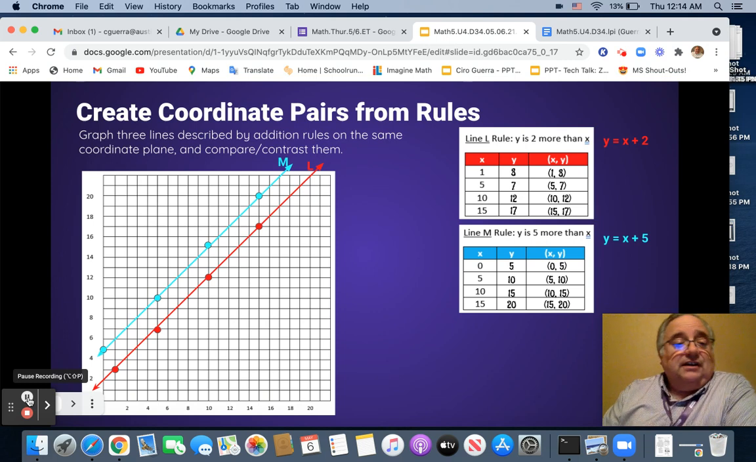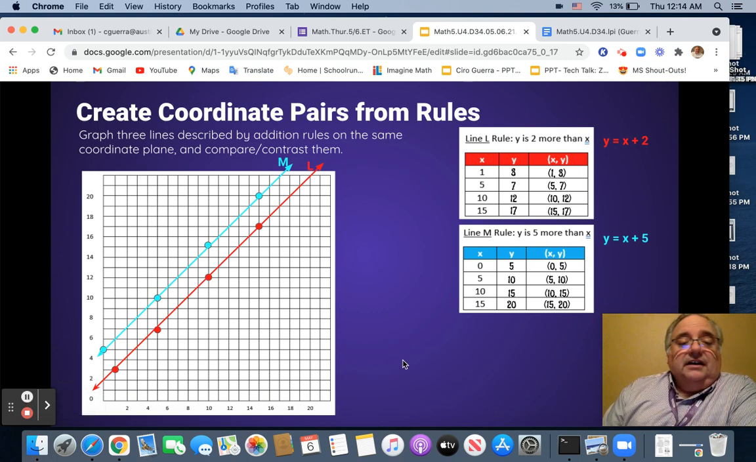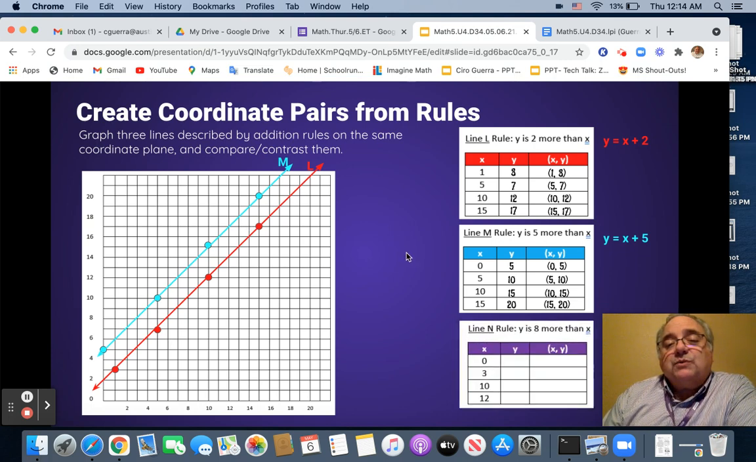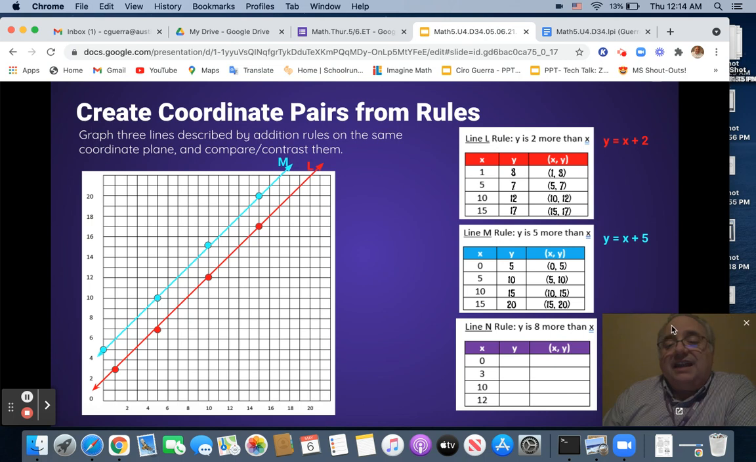Excellent. Yes. You are correct. They're called parallel lines. And you're going to notice that this here is 1, 2, 3 spaces greater than the first one. Why? Could it be because the rule here is x plus 2 and down here is x plus 5, and the difference between 5 and 2 is 3? All right. Now I had one more box we had to fill out, and that is N.